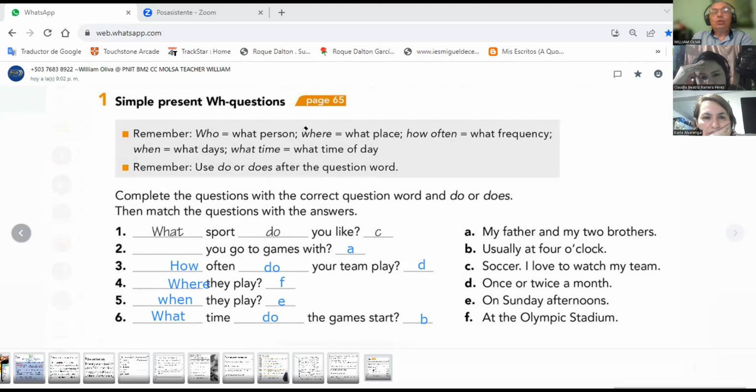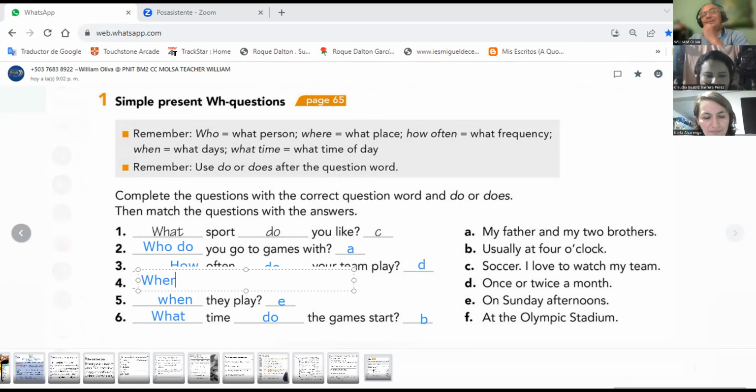How often do your team play? Está mala. También. Where do they play? When do they play? What time do the game start? Ah, no, falta el auxiliar. Oh, ya entendí. El auxiliar se nos había olvidado.